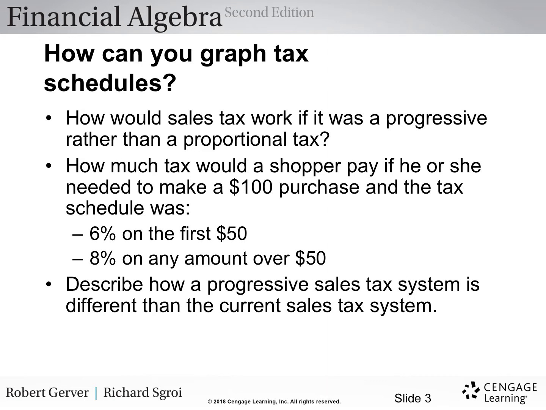And lastly, describe how a progressive sales tax system is different than the current sales tax system. The current sales tax system, as I say, is the same percentage regardless of the amount purchased, whereas a progressive tax system would be a smaller amount for smaller purchases and a larger amount for larger purchases.